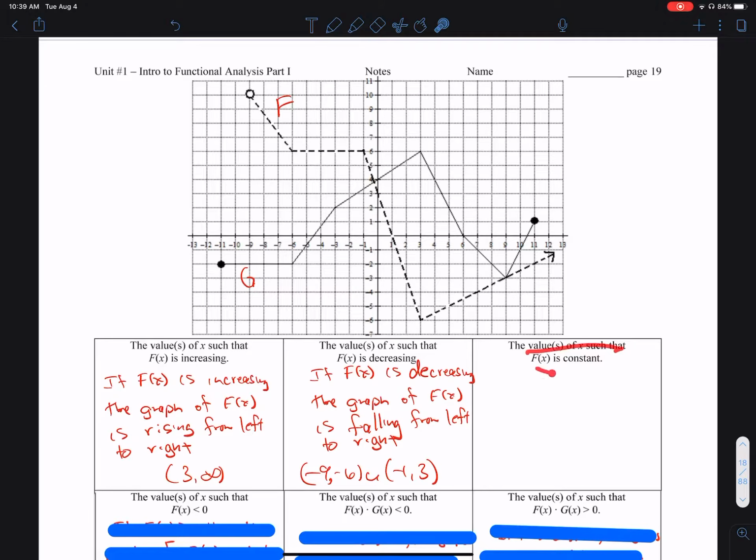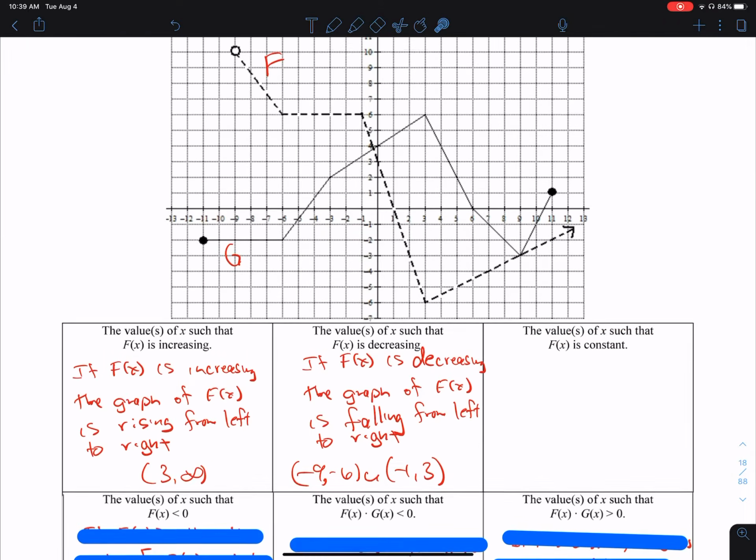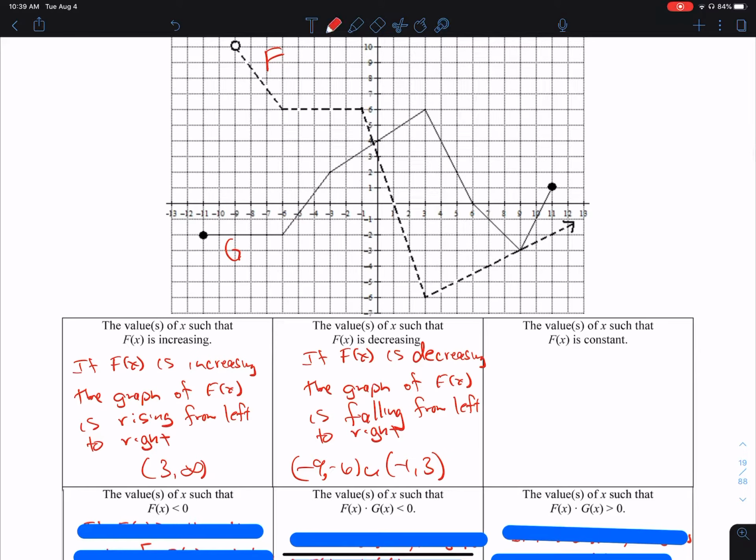The values of x such that f of x is constant. If f of x is constant, then the graph of f of x is horizontal.